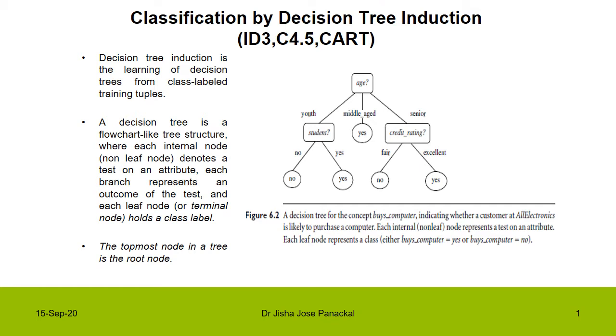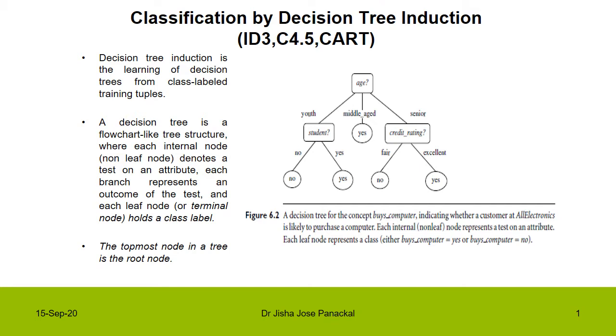We have three different categories: youth, middle-aged and senior. If the age is youth and it is not a student, then the class decision is no. And if the age is youth and it's a student, then the class decision is yes. And if the age is middle-aged, then the class decision is yes. This is based on the buying habit, whether the customer buys a computer or not. That is the case of no and yes.